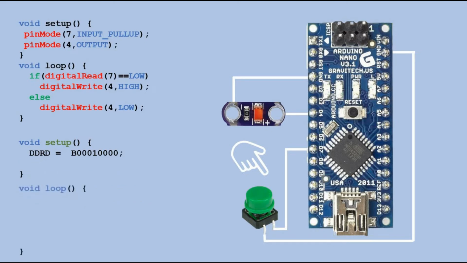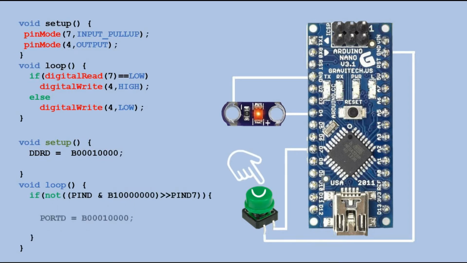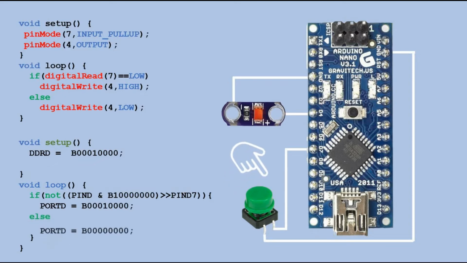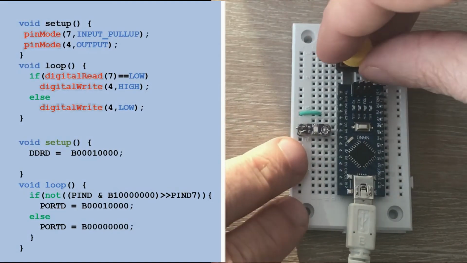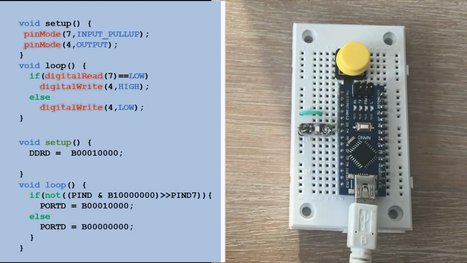So this is what we are going to use in the if statement. If we detect 0, that indicates the button is pressed and the LED turns on, and if 1 is detected, the button is released and the LED is off. Let's add the push button to our prototype, load the code and see if it works.